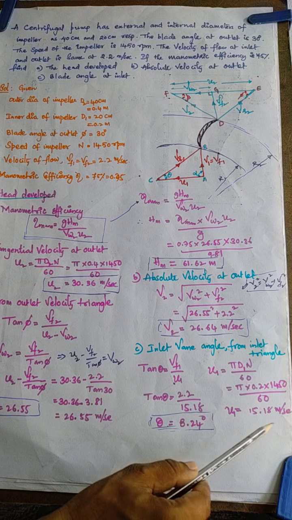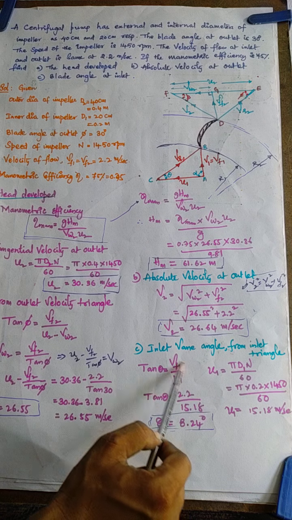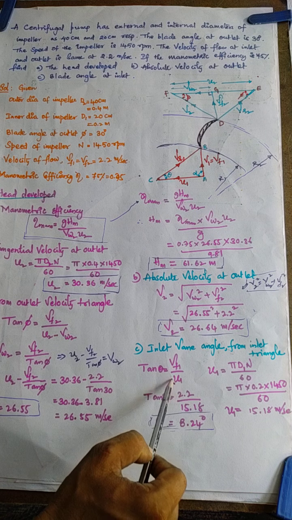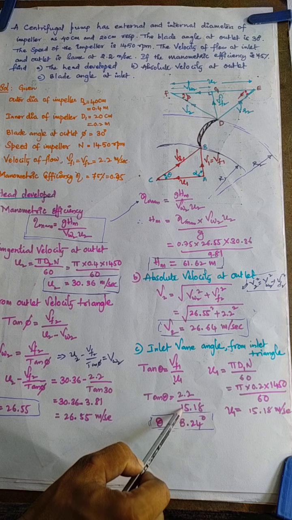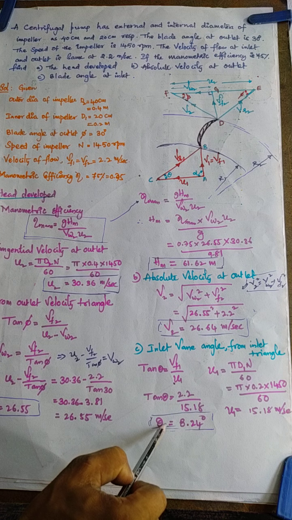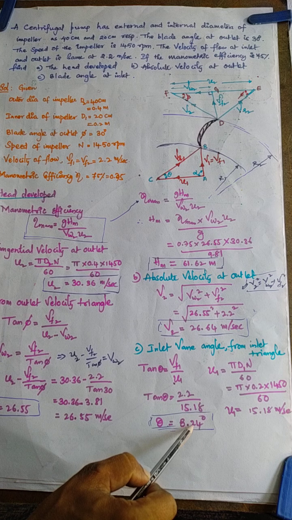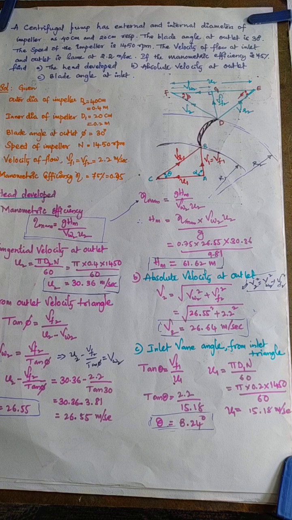So you got the u1 value 15.18, and now substitute the values in this formula. Tan theta equal to Vf1 by u1. The Vf1 value is 2.2 and the u1 value is 15.18, and from this you can get the theta value equal to 8.2 degrees. So in this way you have to solve different types of problems based on centrifugal pumps. Thank you.